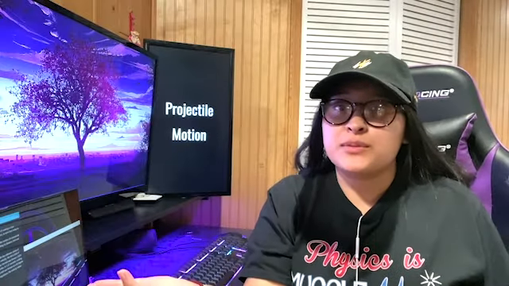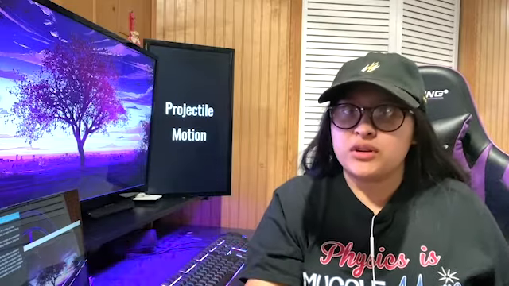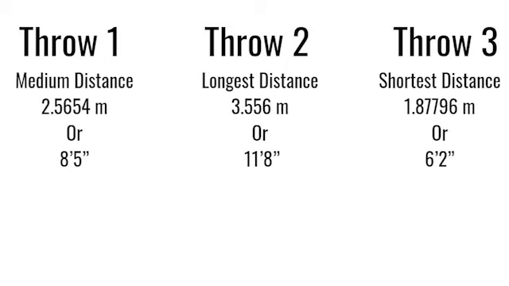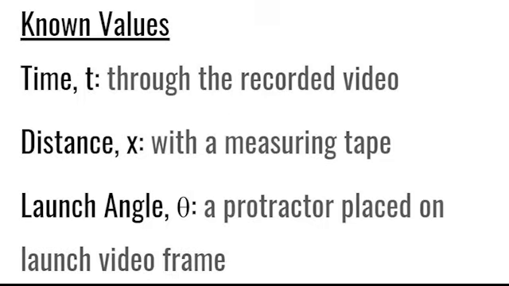So in our experiment, we recorded the motion of a tossed ball with a total of 3 throws, all at different distances: short, medium, and long, to compare the effect of gravity and freefall motion on the different calculated velocities. We did this by recording its distance, time, and launch angle.